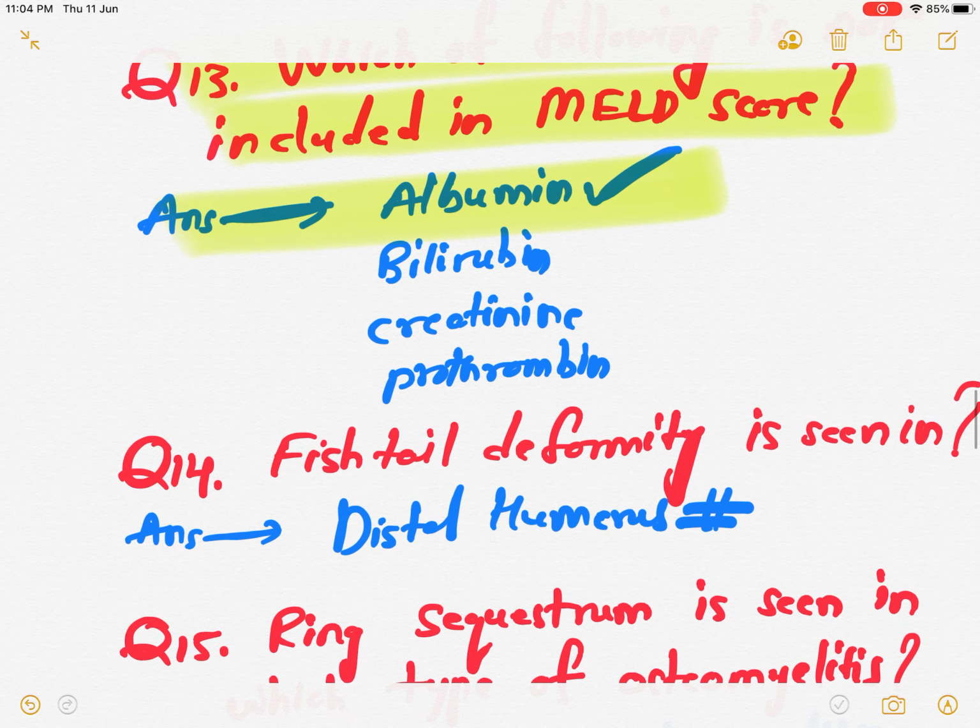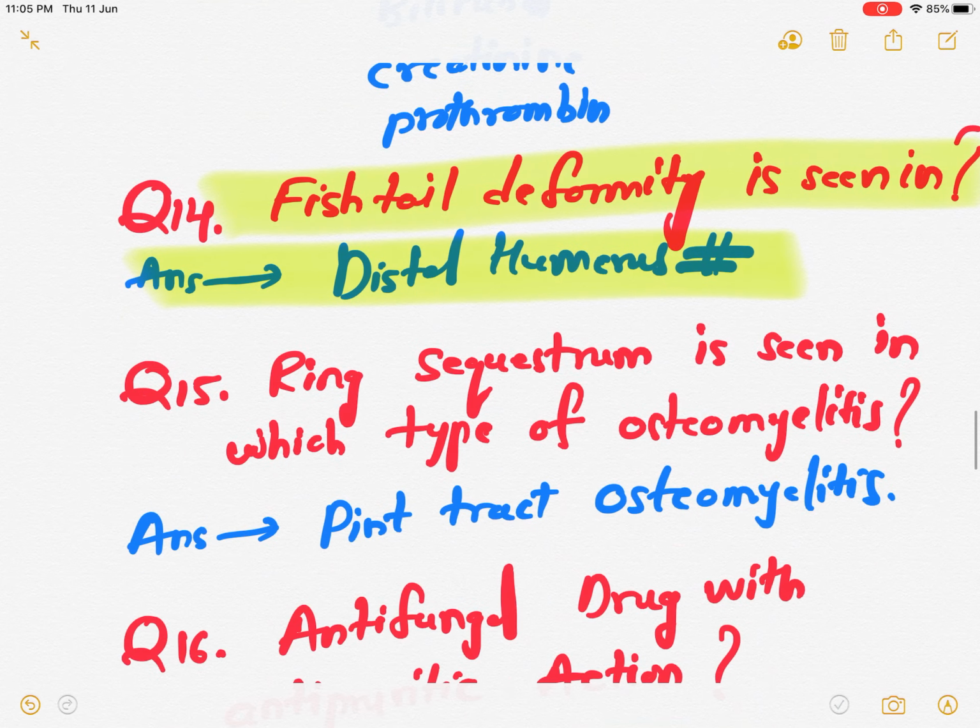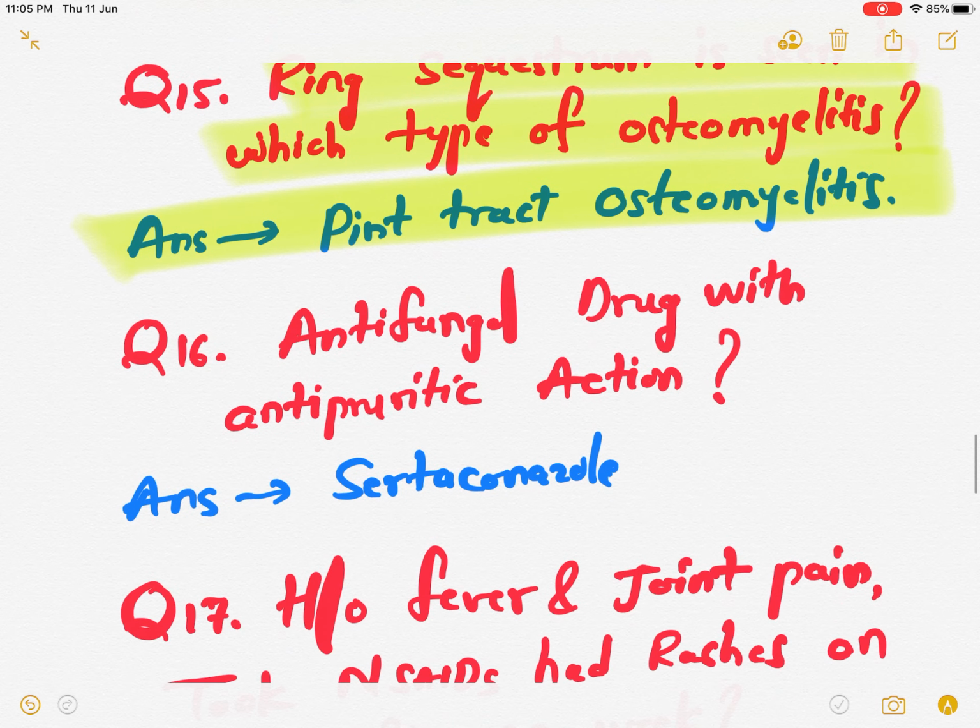Next question, fish tail deformity is seen in. The answer is distal humerus fracture. Next question is, the ring sequestrum is seen in which type of osteomyelitis? The answer is spine tract osteomyelitis.